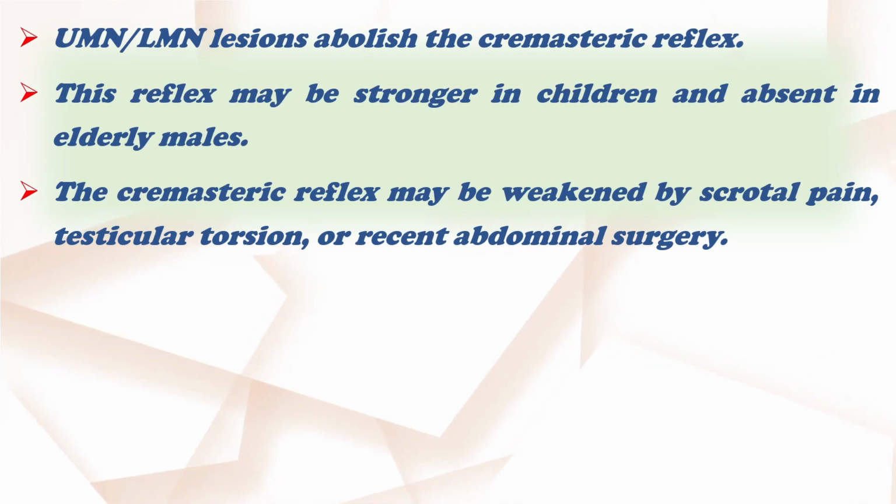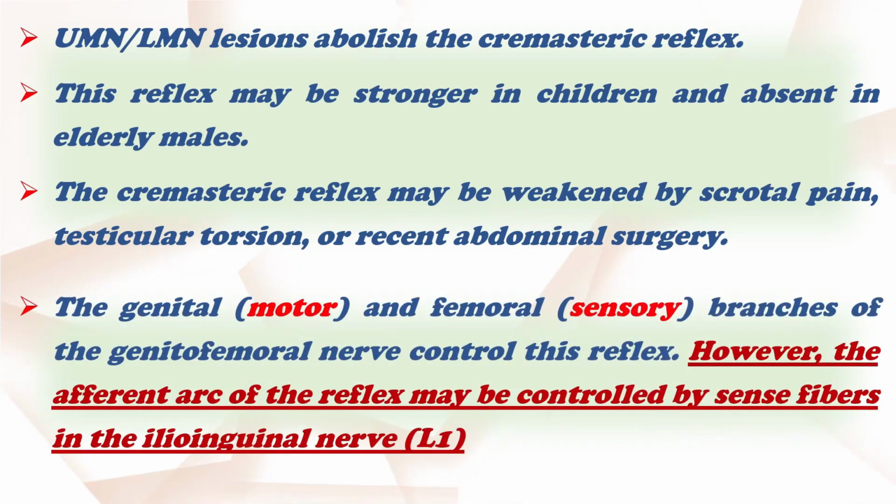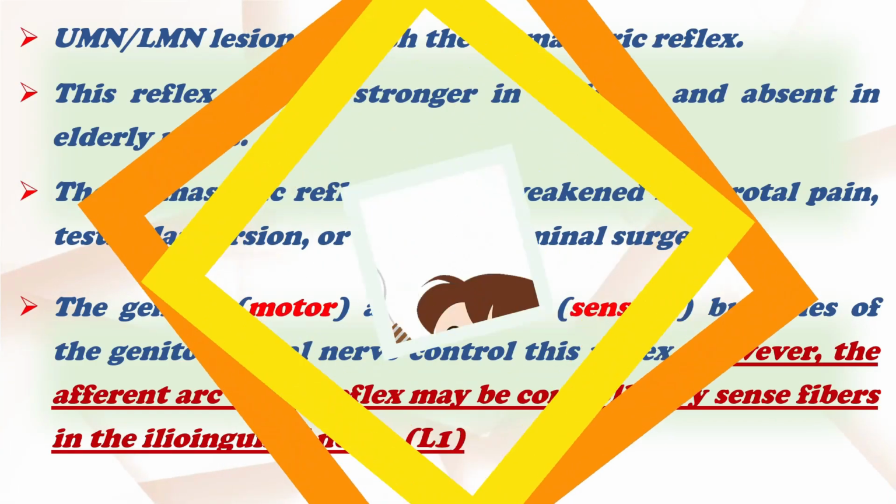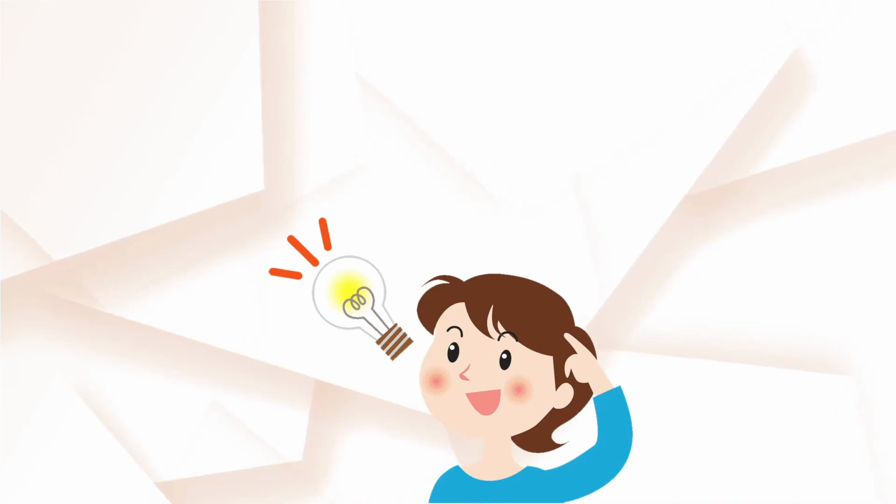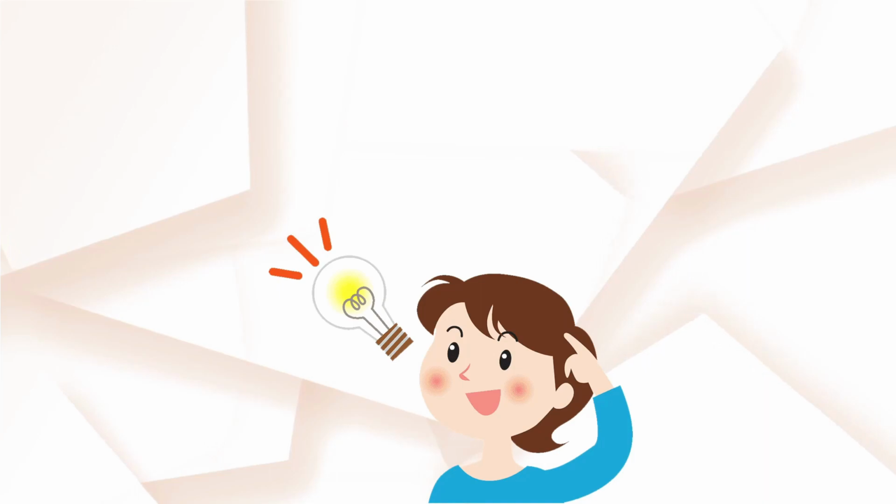Genital, the motor part, and femoral, the sensory part, are components of the genitofemoral nerve that control this reflex. However, the afferent arc of the reflex may be controlled by sensory fibers in the ilioinguinal nerve, whose root value is L1. Have females been found to possess this cremasteric reflex? If yes, then what occurs when this reflex takes place?